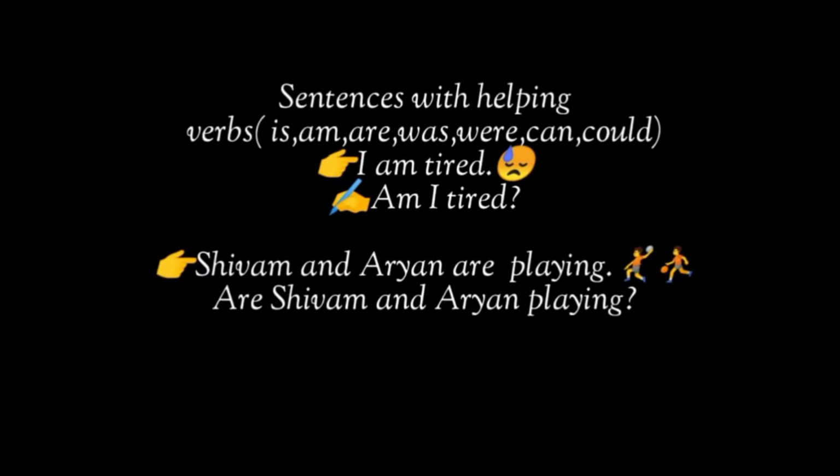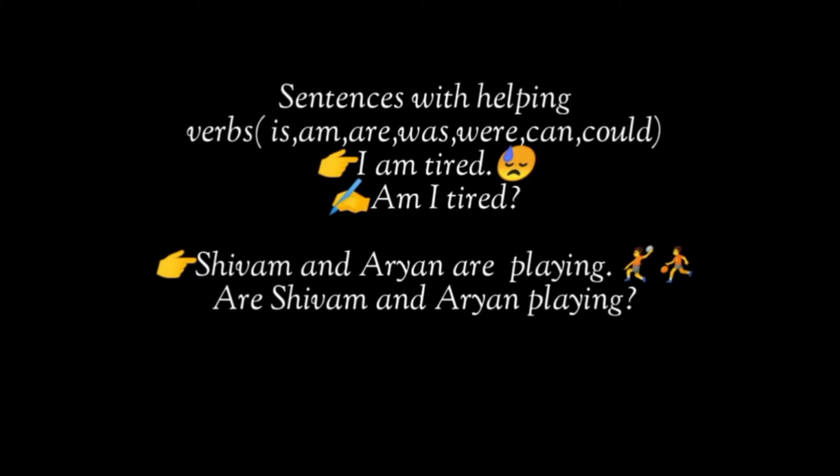The rule is, we have to bring the helping verb just before the subject. That means am is the helping verb. We have to bring am before I. After that, the main verb, and since it is a question, we have to put a question mark at the end of the sentence. So, the interrogative sentence is, am I tired?